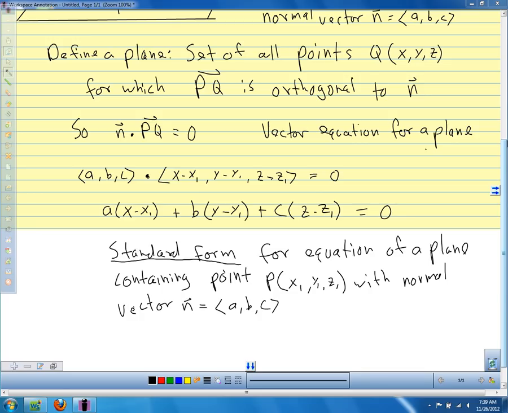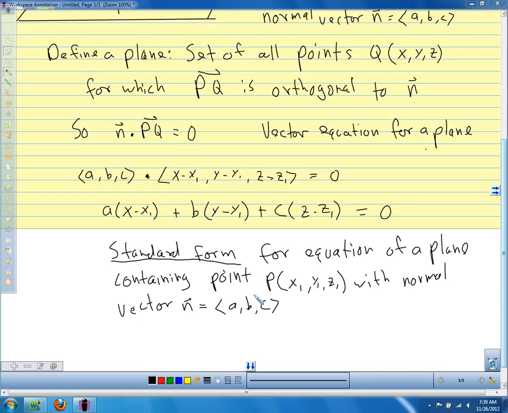Now notice our equation for a plane. First, it's a linear equation. So the equation of a plane in space is a linear equation. The coefficient on x gives us the x component of our normal vector. The coefficient on y gives us the y component of our normal vector, and the coefficient on z gives us the z component of our normal vector.